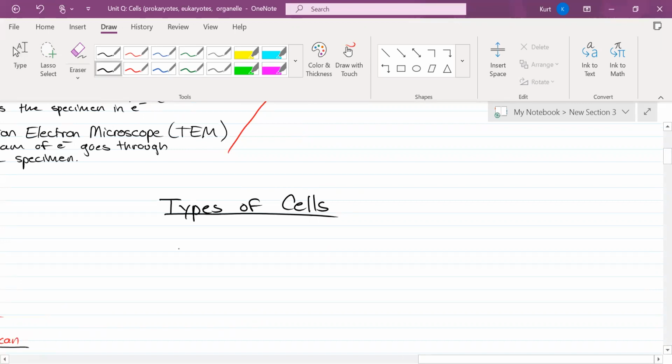What were the first types of cells on Earth called? Prokaryotic cells. These are prokaryotes. They're the first cells on Earth. They evolved about 3.6 billion years ago, BYA. Let's see. They are single cell. They're unicellular.